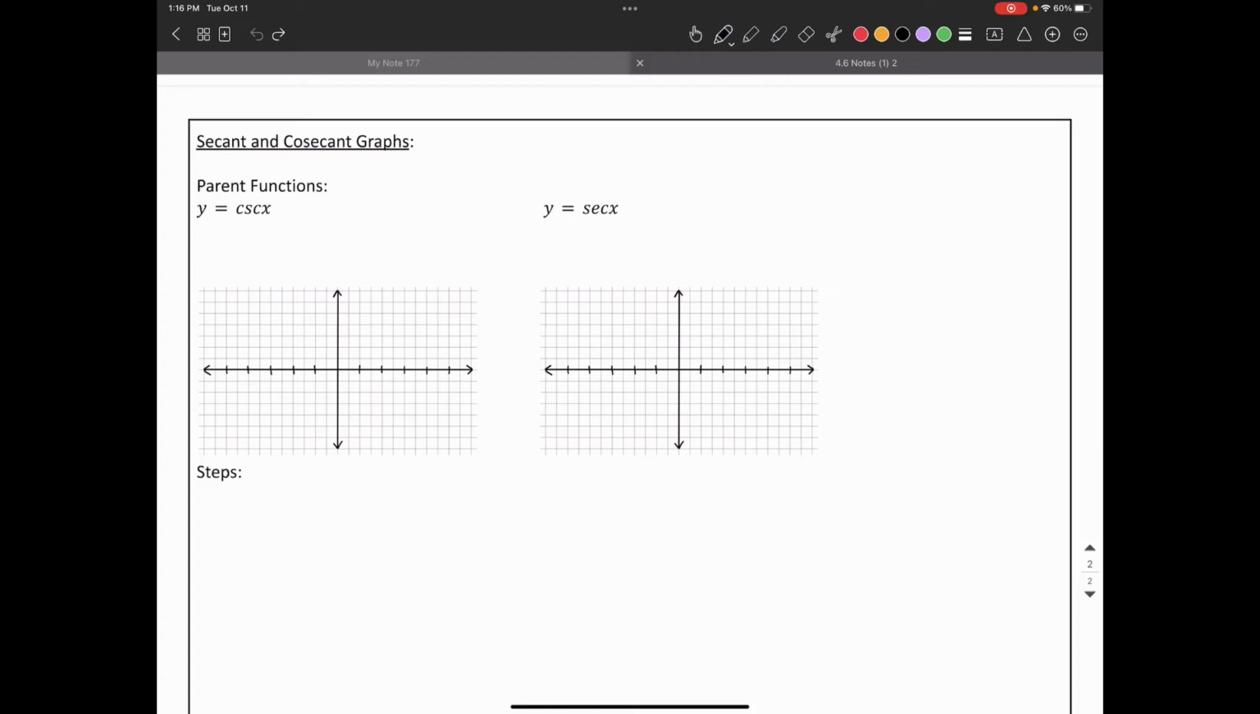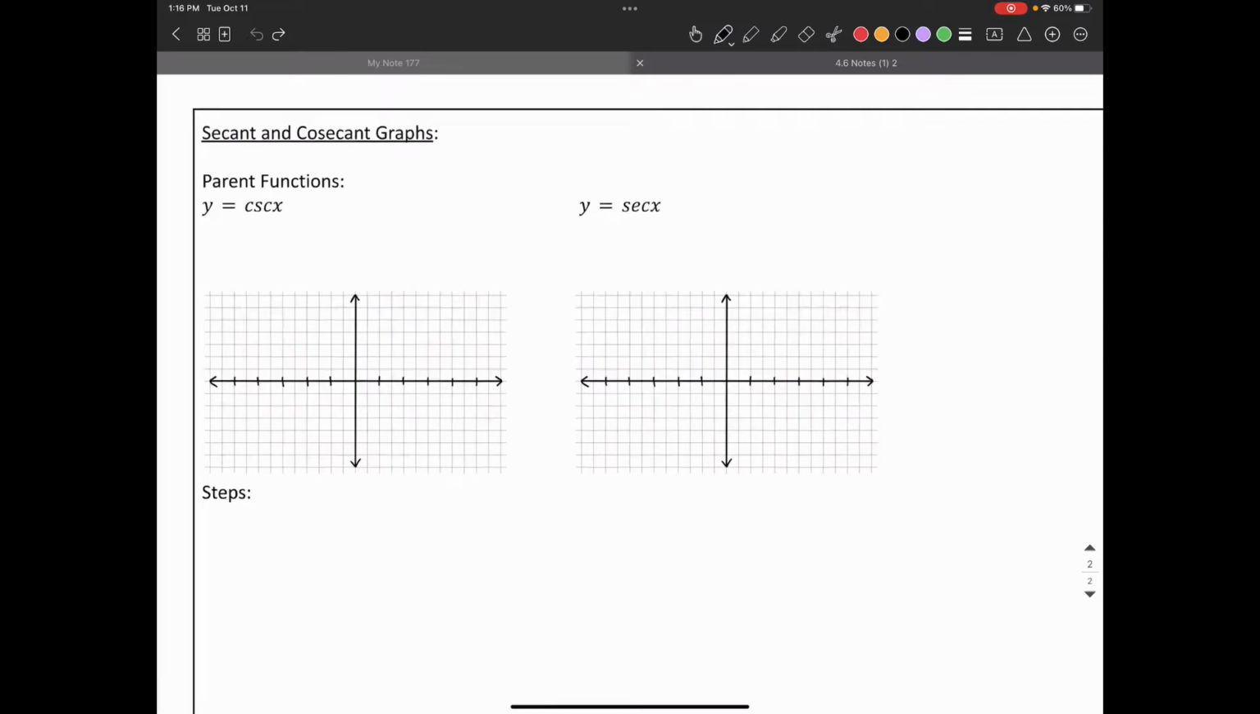In this video, I'm going to talk about secant and cosecant graphs. So we'll talk about the parent functions first, and then the steps for doing cosecant and secant graphs when we have transformations. The parent functions are y equals cosecant of x and y equals secant of x.